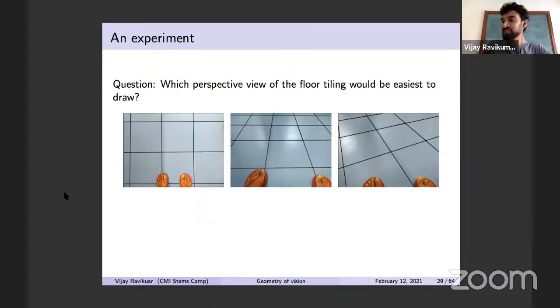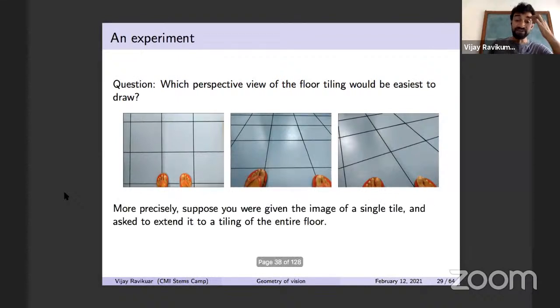So as a question, which of these perspective views of the floor do you think would be easiest to draw, given our tools? We have our paper and pencil, we have a straight edge. Which would be the easiest to draw on a sheet of paper if you don't have the full tiling before you? Maybe a better way of phrasing that: if I give you a single tile and ask you to extend it to a tiling of the entire floor. So on your sheet of paper, you have a single tile to start with, and your task is to extend that to a tiling of your entire page, let's say. What would be the easiest to do?